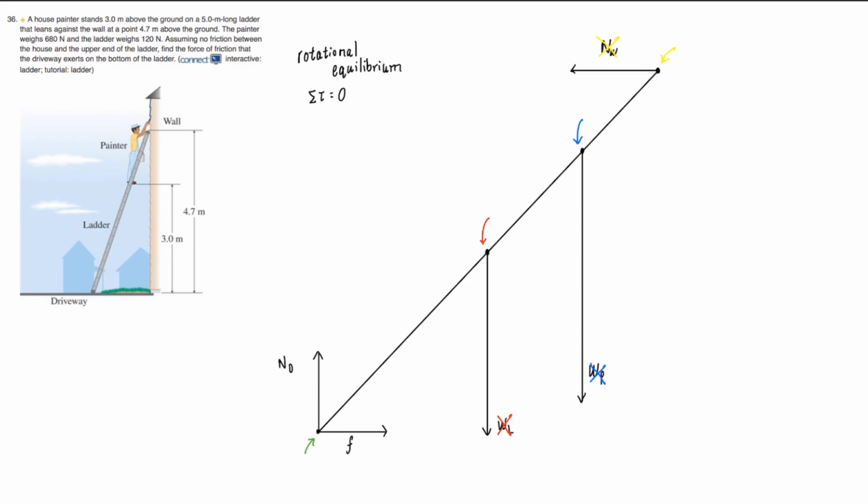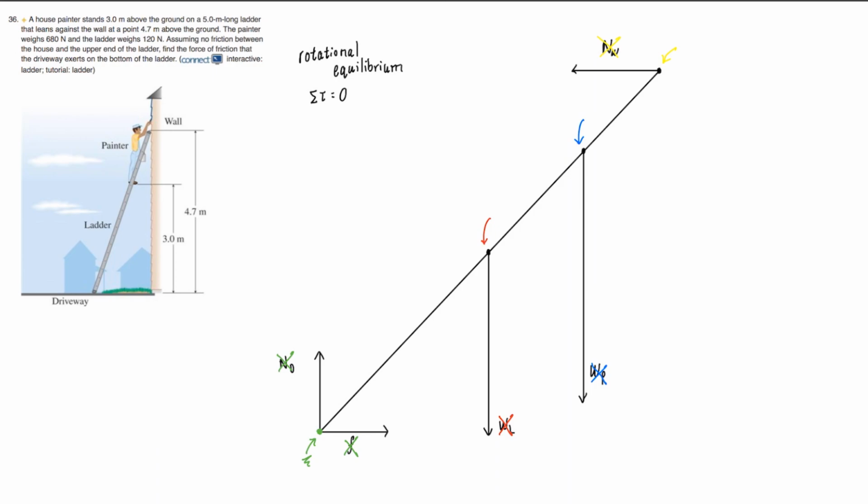Because at this point right here, we have both the normal force that the driveway is exerting that's pushing up on the ladder, but we also have the frictional force here as well. So if we choose this point as the center of our axis of rotation, we can eliminate two forces instead of one. And so it would be the most optimal path to pick this point down here as our axis of rotation as opposed to the other three, because that way we can simplify this problem so we only have to deal with 3 torques as opposed to 4.